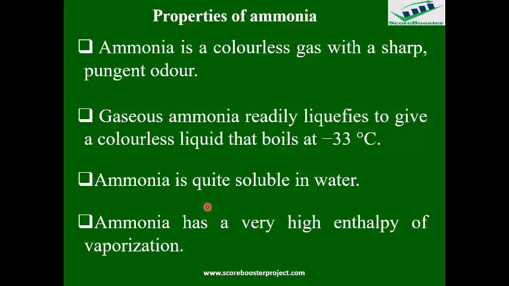Ammonia has a very high enthalpy of vaporization. Enthalpy of vaporization means it doesn't get vaporized easily. That is why it is being used as a refrigerant. So it is able to keep the temperature of the fridge as low as possible without getting evaporated.